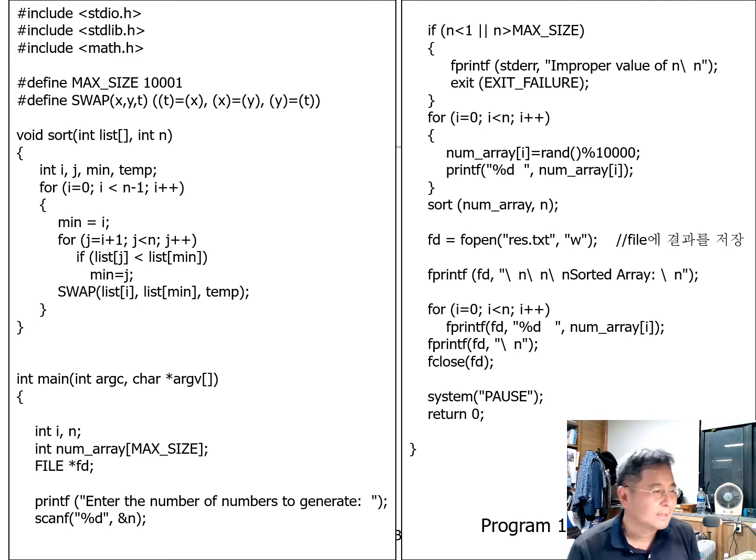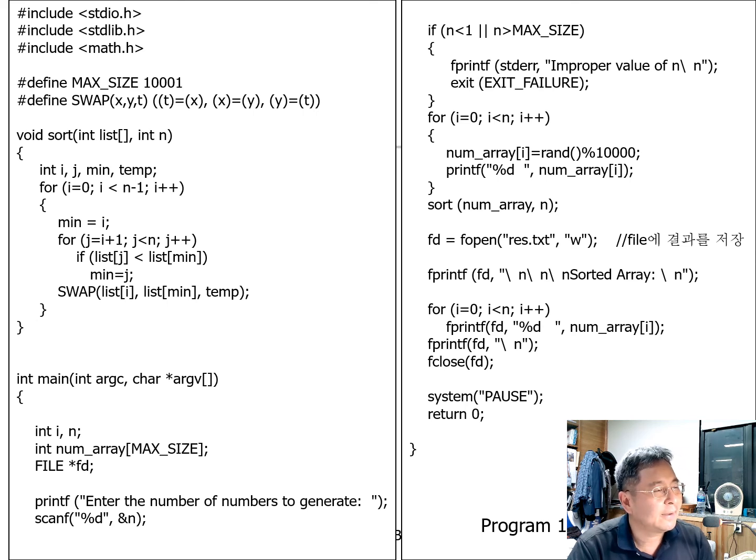Okay, this is one example implementation of a selection sort program. This is one complete program. But I want to compile this program and execute it.